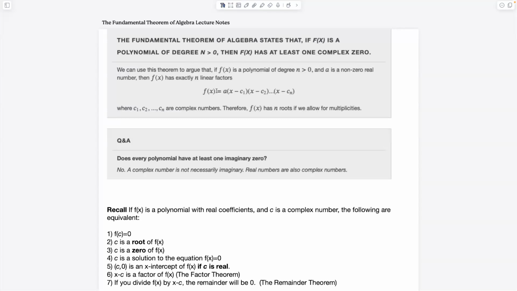And the factor theorem says that if you know a root or a zero, you also know a factor. So if the degree is n, your polynomial can be factored into n linear factors, x minus c1, c2, and so forth, where these are the zeros, also known as the roots. And these may be complex numbers. Now, there's nothing that says these have to be distinct. You can have repeats in this list.